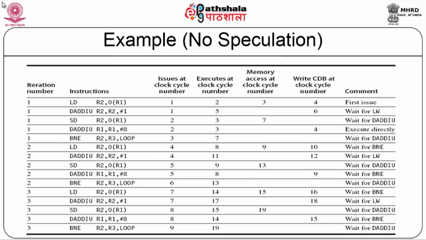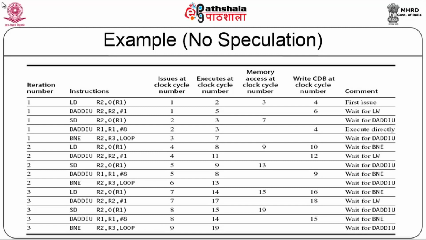So branch is issued separately in the 3rd clock cycle, branch gets executed in the 7th clock cycle, and the subsequent load instruction, though it is issued in the 4th clock cycle, cannot execute till the branch has got executed. There is no support for speculation. So it executes only in the 8th and 9th clock cycles, and writes CDB in the 10th. That is the only point that we will have to look at.